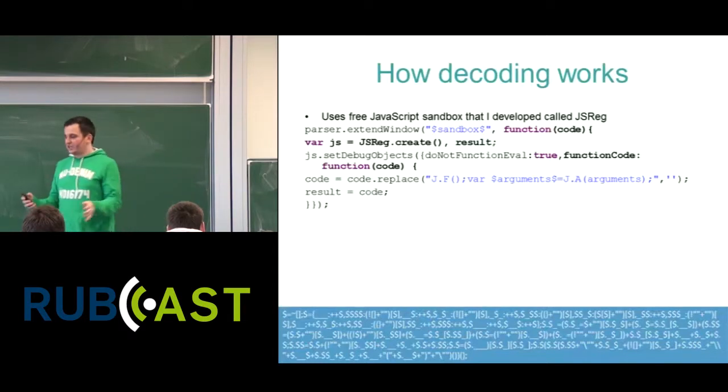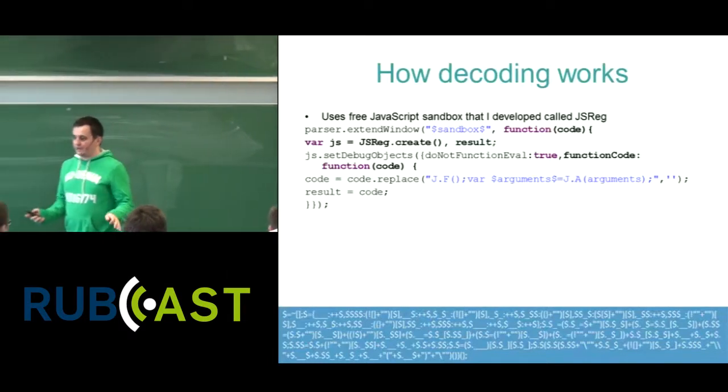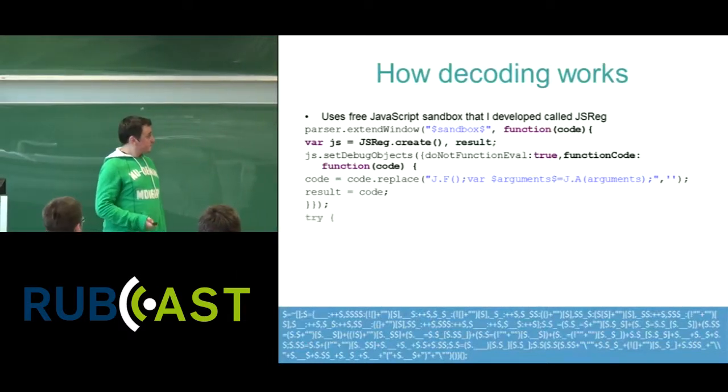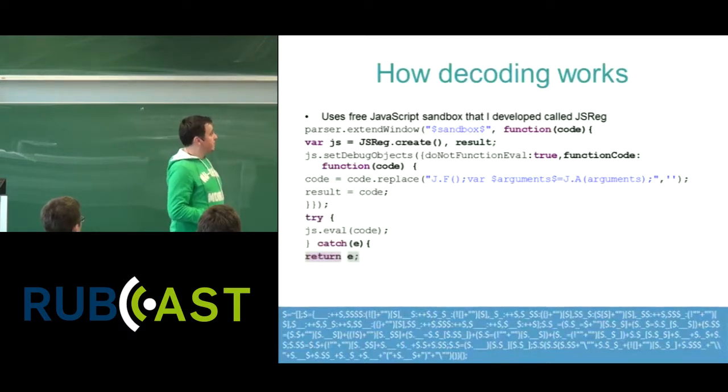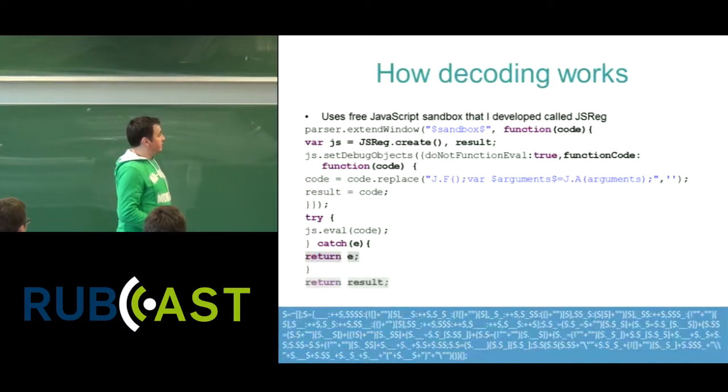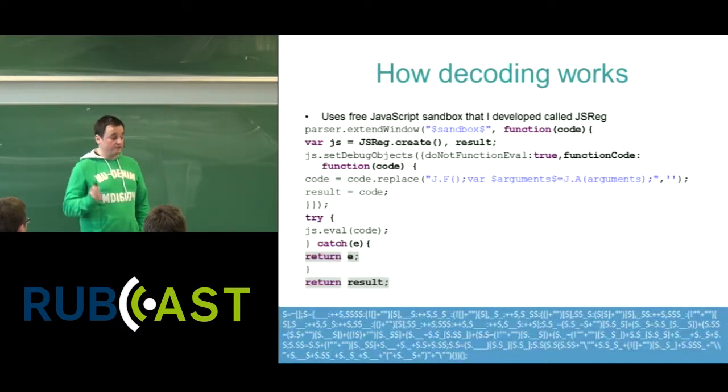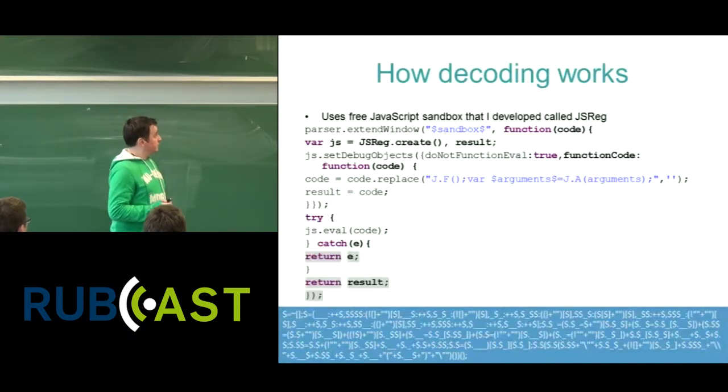So what we're doing is hijacking function and saying you're not having it, and it will return this. So we wrap it in a try and catch, and then it'll return it. And it's as simple as that. Those few lines of code will use a sandbox and decode the non-alphanumeric code.